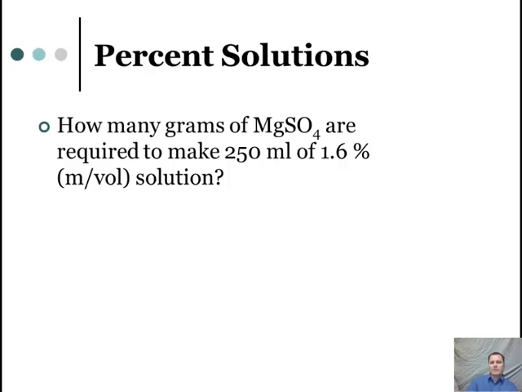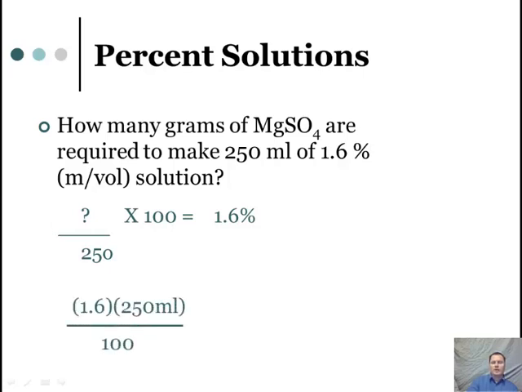How about this one? How many grams of magnesium sulfate are required to make 250 milliliters of a 1.6% mass per volume solution? Well, in this case, what we're looking for is the grams. So I set it up as I did before, and I have to solve for my question mark here, or my grams. If I rearrange it, I end up with 4 grams of magnesium sulfate dissolved in 250 milliliters will give me a 1.6% solution.